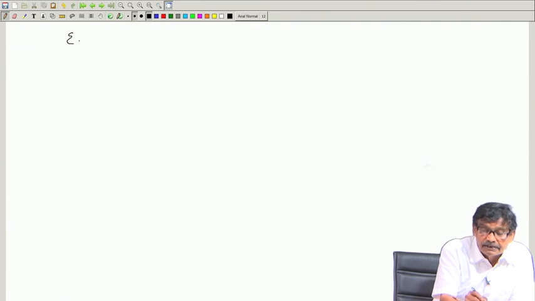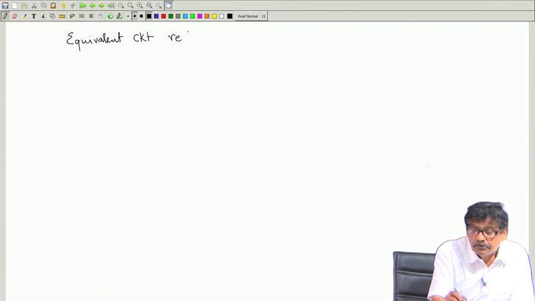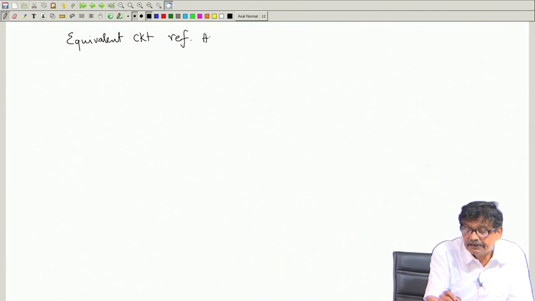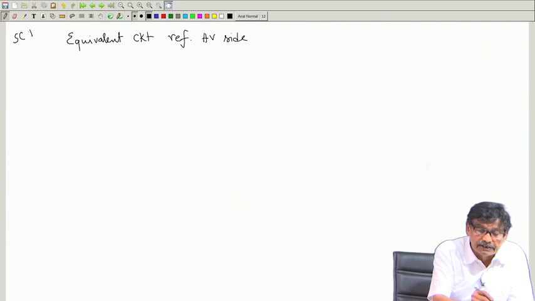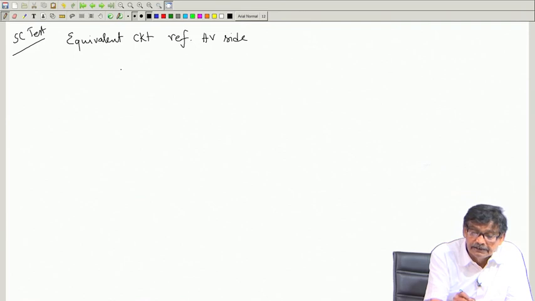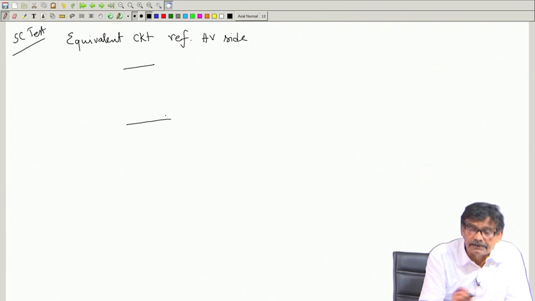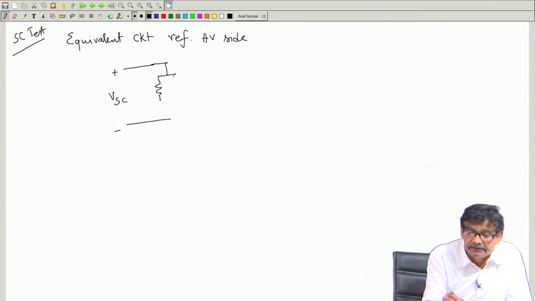Now equivalent circuit referred to HV side, and remember we are discussing short circuit test under that condition. What is the equivalent circuit referred to the HV side? It will be approximate equivalent circuit. You have applied some voltage on the HV side, VSC, and then this parallel branch will be there.